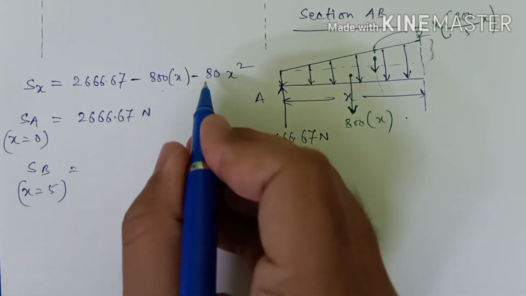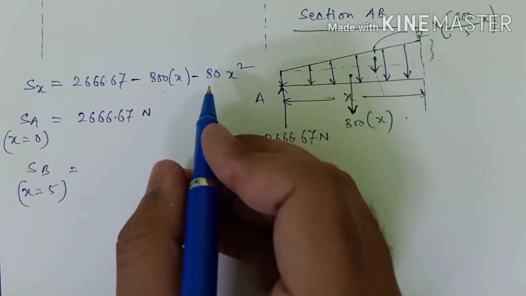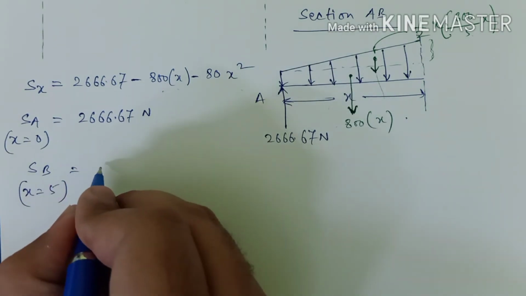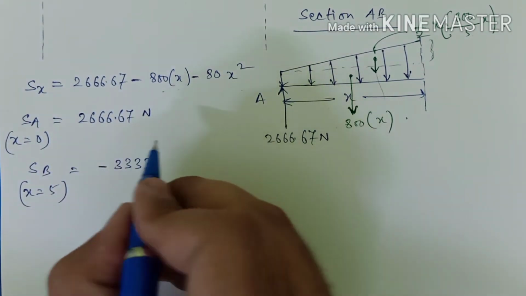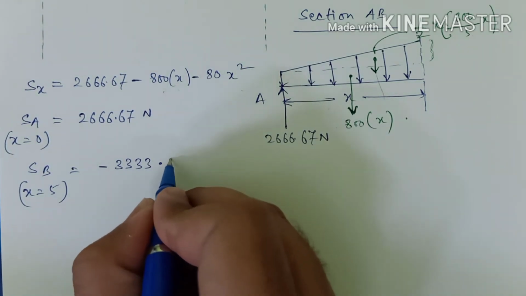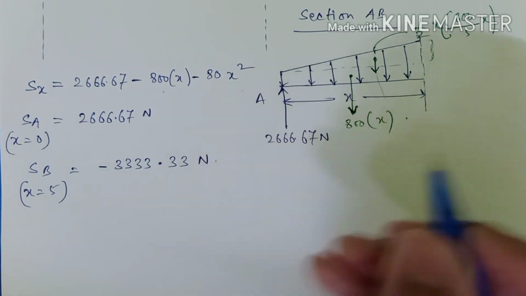If you put the value of x as 5 here, you'll get the shear force at B to be a negative value, that is 3333.33 newtons.